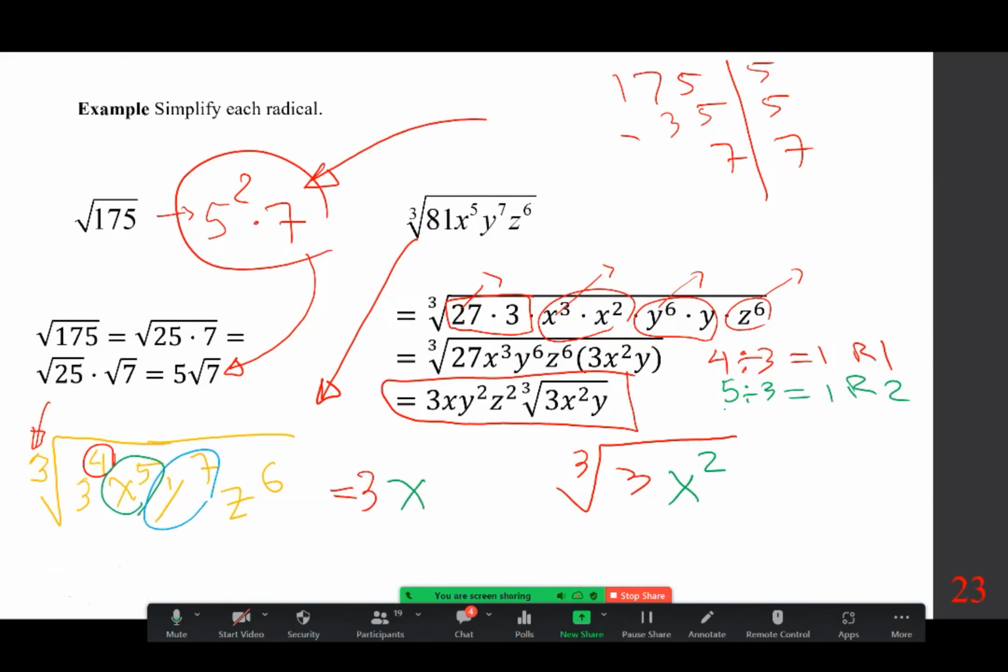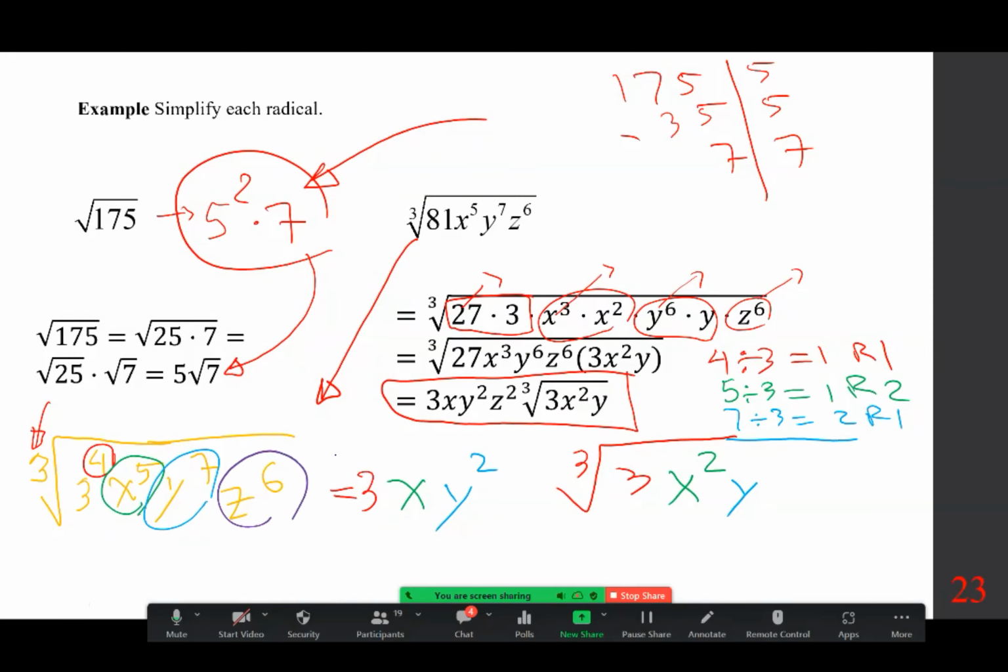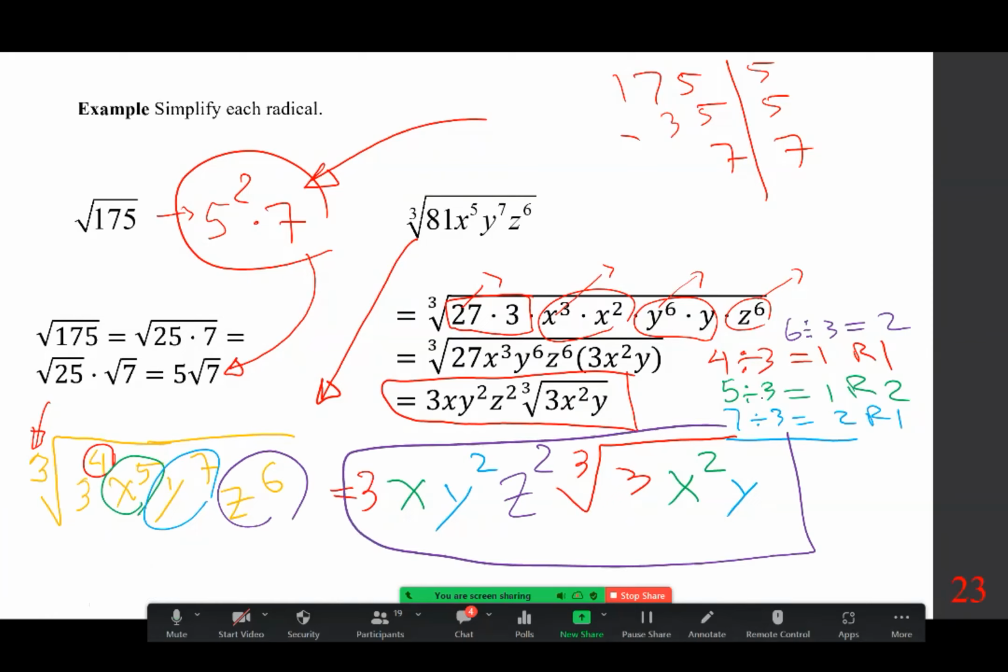Y to the power of 7. I'm going to divide 7 by 3, gives me 2, remainder 1. So y to the power of 2 comes out, y to the power of 1 remains in. Finally, z to the power of 6. If I divide 6 by 3, I get 2 with no remainder. Z squared comes out. This is the final answer. The more complicated the question, the faster this way, trust me.